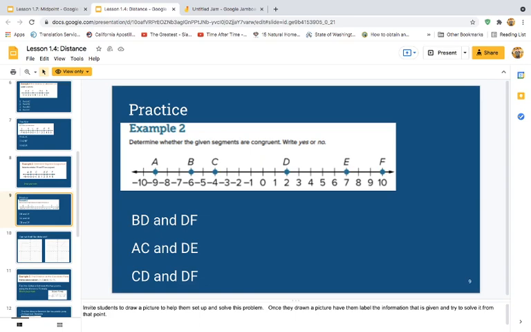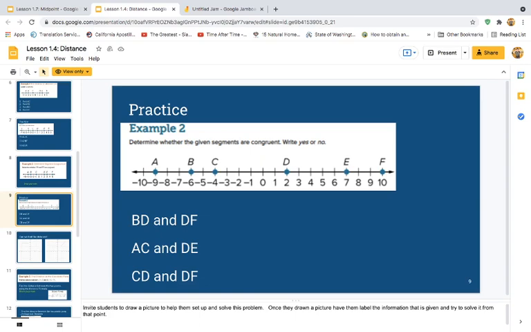Okay, so let's look at BD and DF. So BD has 1, 2, 3, 4, 5, 6, 7, 8 between it. DF has 1, 2, 3, 4, 5, 6, 7, 8 as well. 8 does equal 8, so they are going to be congruent. Next one, AC is 1, 2, 3, 4, 5, and DE is 1, 2, 3, 4, 5. So 5 does equal 5, so yes, they are congruent.